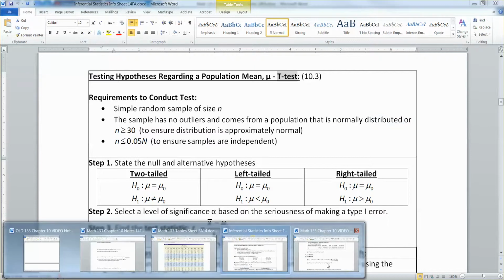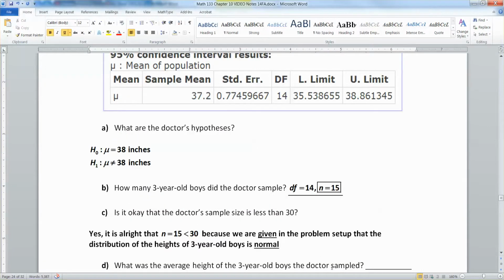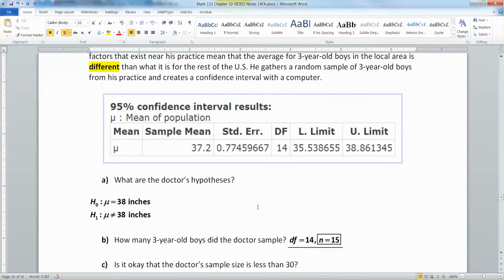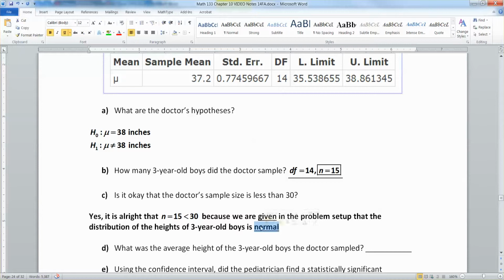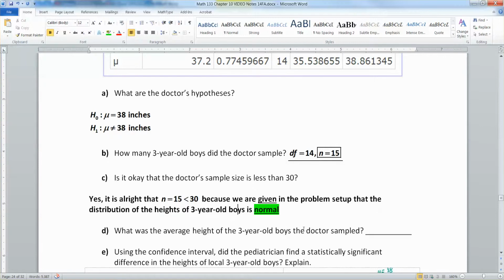So let me go type that up. There. It is all right that n equals 15 is less than 30 because we are given in the problem setup that the distribution of the heights of 3-year-old boys is normal. So it's okay if you have less than 30 as long as you know that it's normal. And it tells us that it's normal right here, that normal distribution part right there. So because it gives this to us there, then we have it down here, and therefore it's okay that n is small.